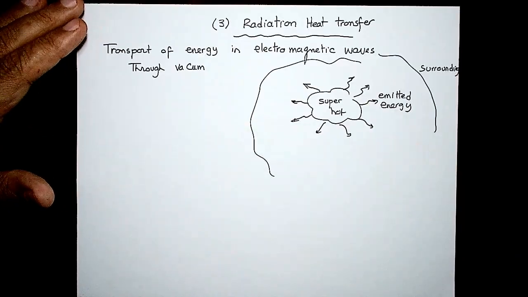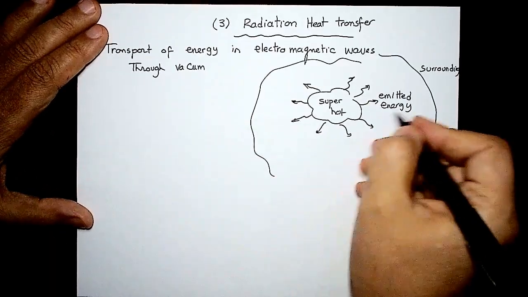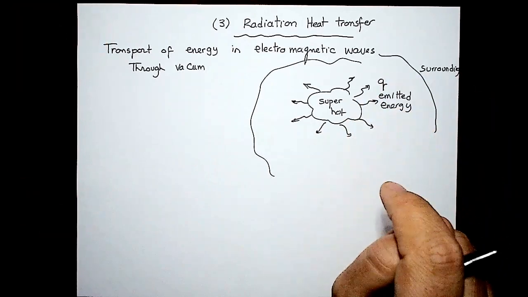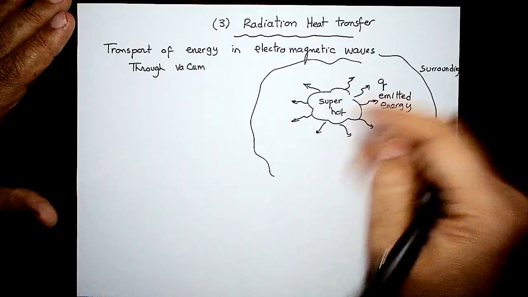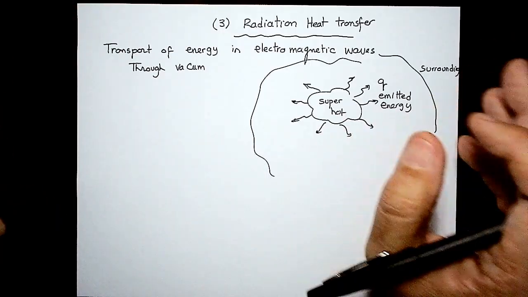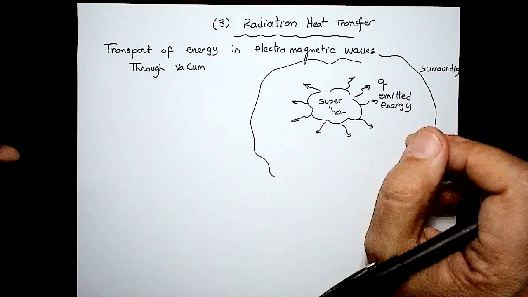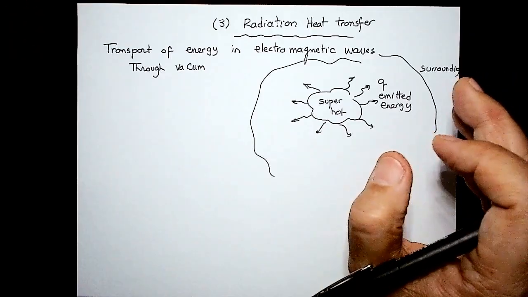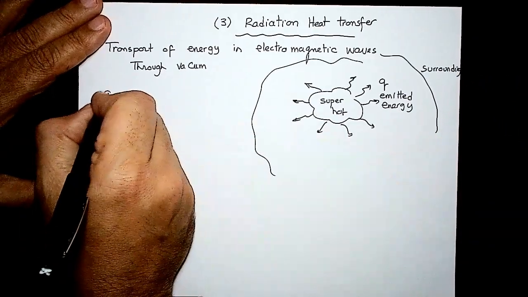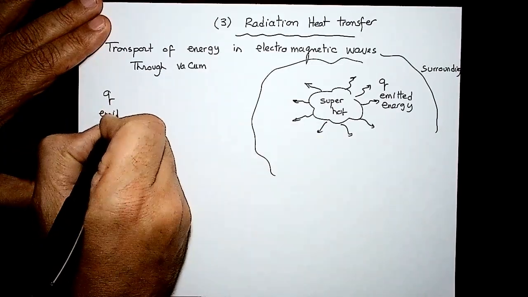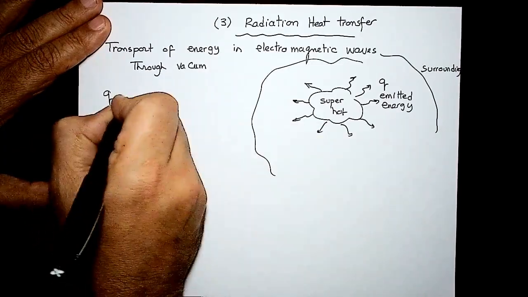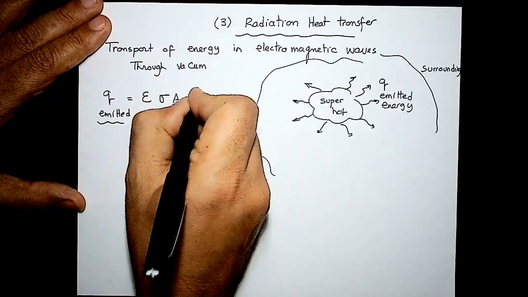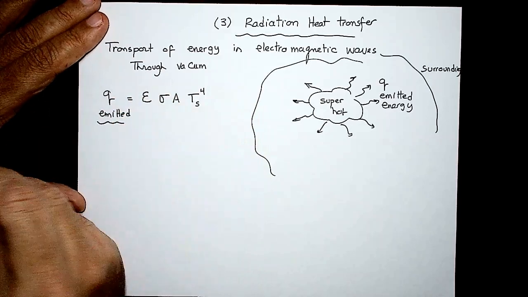So how to calculate the total energy emitted, Q emitted, by a very high temperature surface to the outside? Imagine you want to do a barbecue and you have a sheer coal and you burn it, then you put your hand around the coal, it's emitting too much energy. So Q, which is the emitted energy, can be calculated from epsilon sigma A T surface to the fourth. And this is called the Stefan-Boltzmann law.